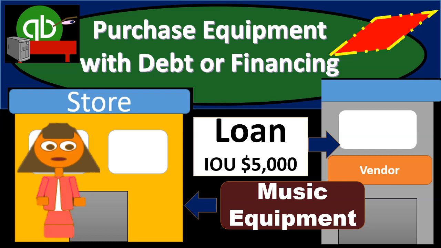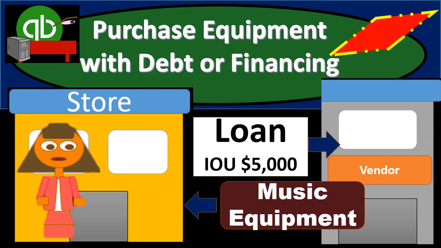In this presentation, we will purchase equipment with debt or financing. In other words, we will purchase equipment and finance it and take out a loan in order to purchase the equipment. This type of transaction can be deceptively confusing because there's no set form within QuickBooks to set this up.